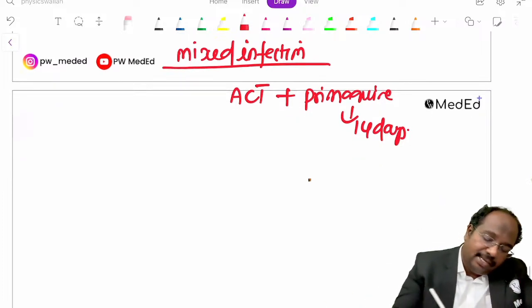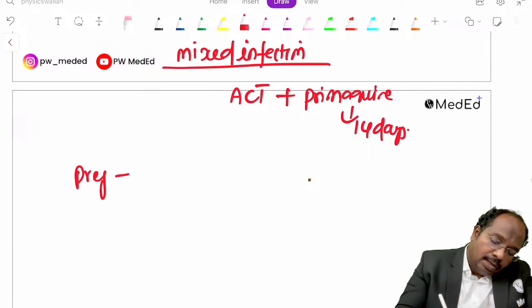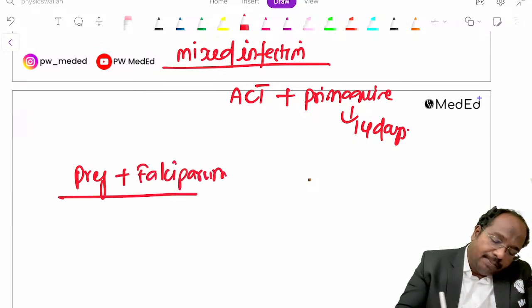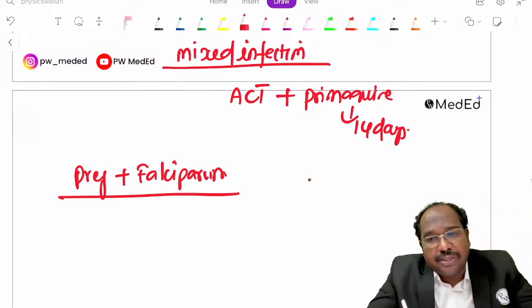What about pregnancy? Pregnancy and falciparum. Vivax means you can give just chloroquine. Okay, primaquine is contraindicated, don't give it.